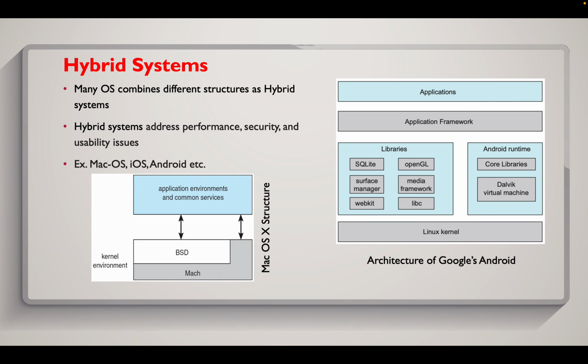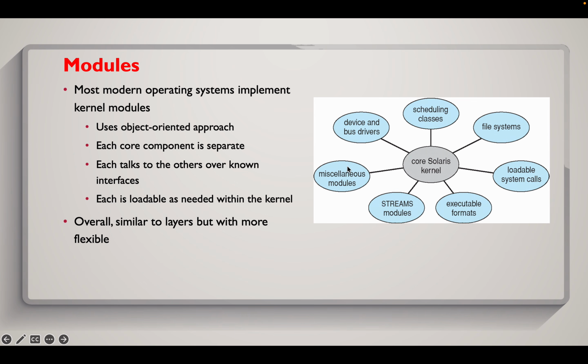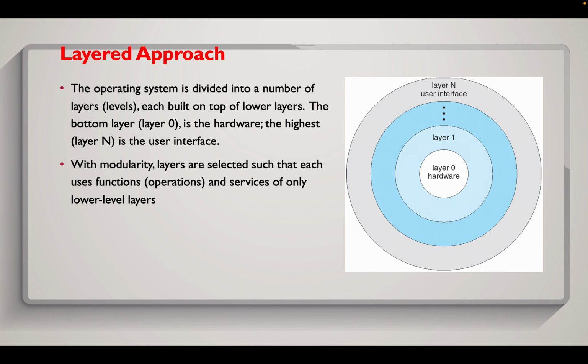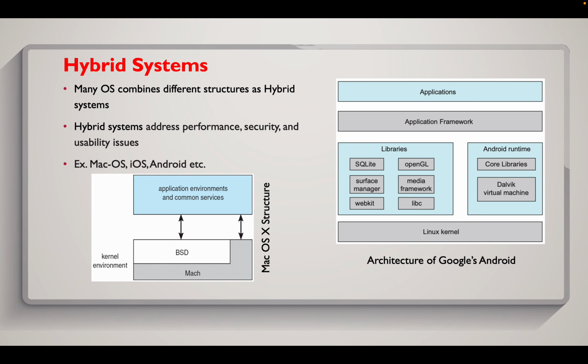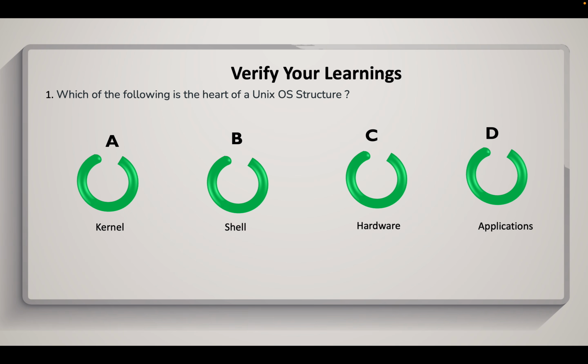Hybrid system. This hybrid system combines both architectures. For example, Mac OS, Google Android, and iOS use hybrid structures. They do not simply use either modules, microkernels, or the layered approach. They use a combination of the structures. That's why it is called a hybrid system.